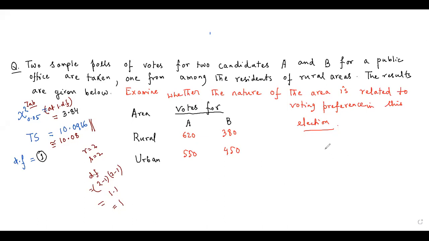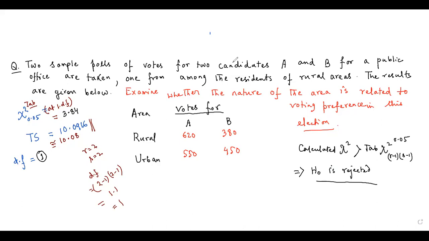Now what we find is that my calculated chi-square is actually greater than the tabulated chi-square at the specified degree of freedom, which is r minus 1 into s minus 1, and at 5% level of significance. So our conclusion is that our H naught is rejected.